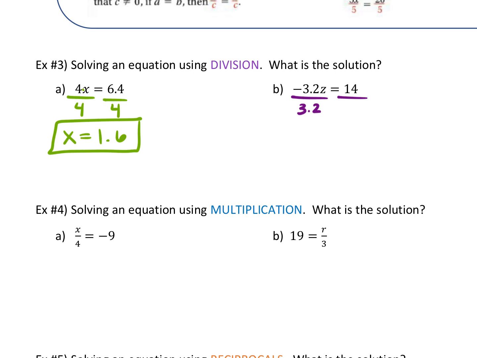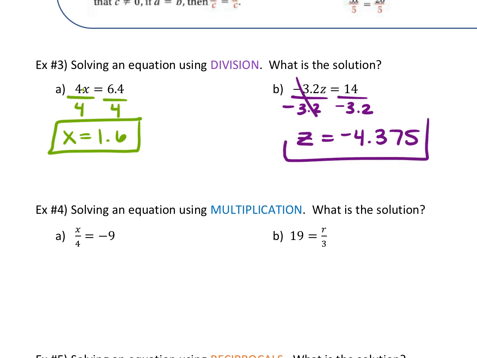You want to get rid of the negative. A negative divided by a negative is a positive. So you want to divide by the negative if that number is negative. So divide by negative 3.2. This is 1. So z equals 14 divided by negative 3.2 is negative 4.375.